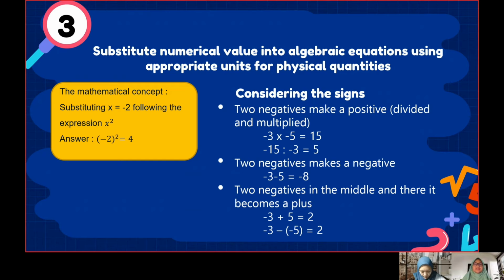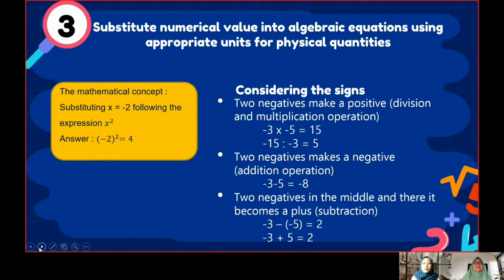The next material is substituting numerical values into algebraic equations using appropriate units for physical quantities. In the mathematical concept, if we substitute x equals -2 into the expression x squared, then it will be (-2) to the power of 2, which equals 4. We should consider the signs.